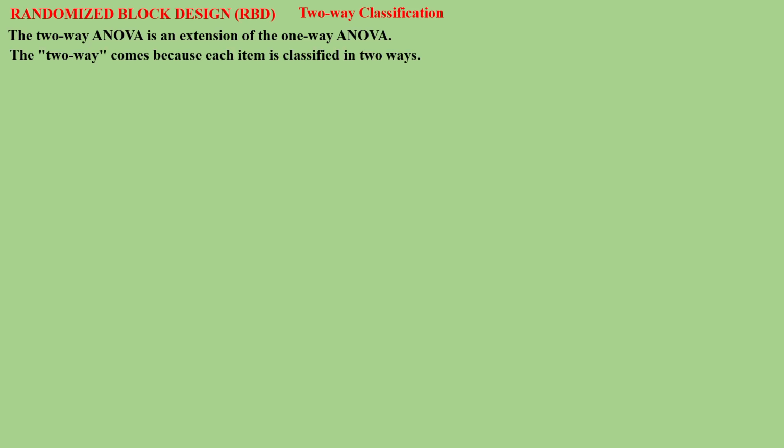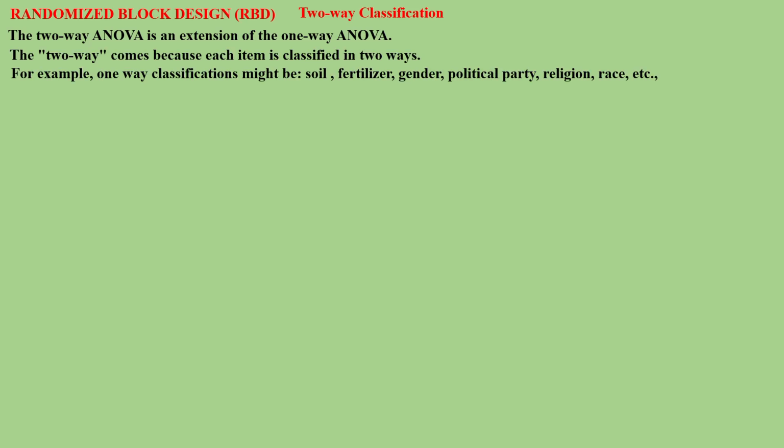Next, randomized block design, RBD, two-way classification. So the two-way ANOVA is an extension of one-way ANOVA. The two-way comes because each item is classified in two ways. For example, one-way classification might be soil, fertilizer, gender, political party, religion, race, etc. It is based on only one classification.